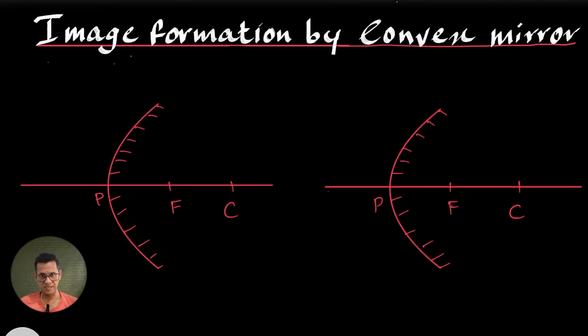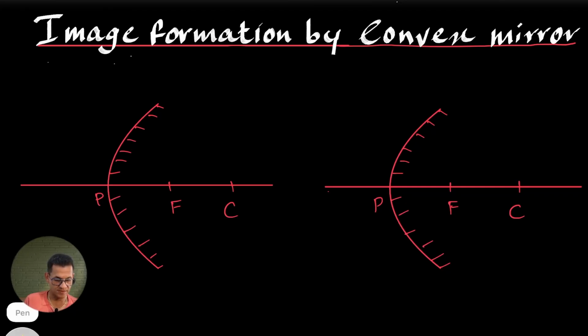This part explains the image formation by convex mirror. Let's first understand the rules that we need to follow. Now remember, convex mirror is a diverging mirror, so the light rays traveling parallel to principal axis of a convex mirror will diverge or appear to diverge from its focus, as we have seen previously. So let's understand the rules.